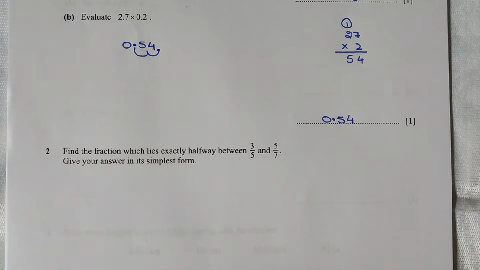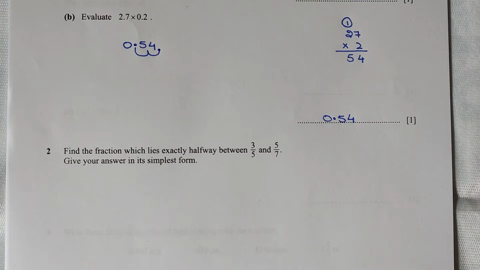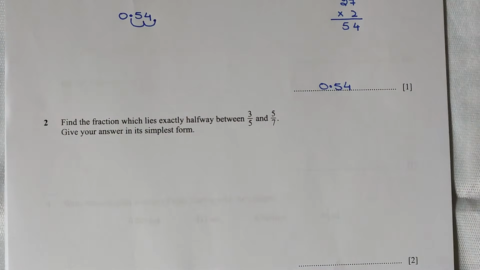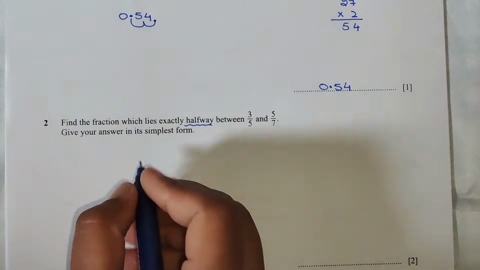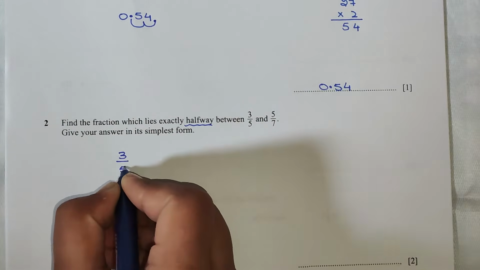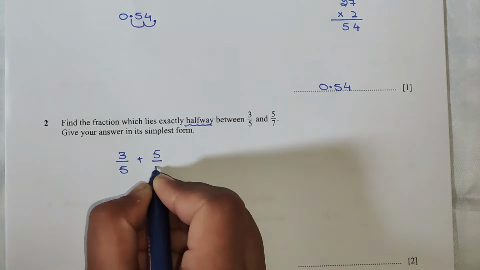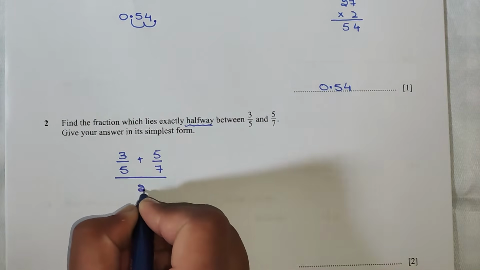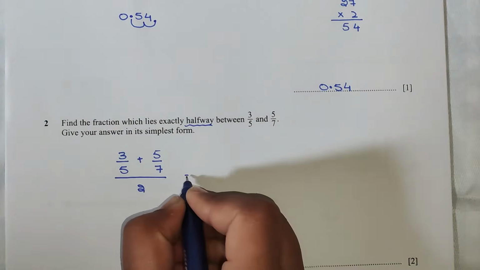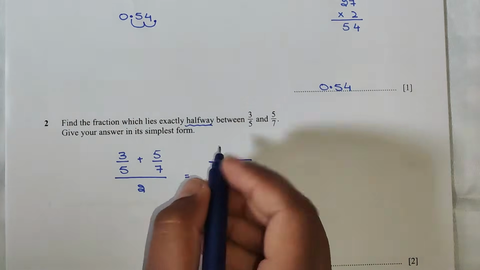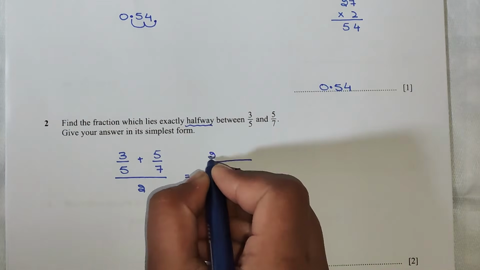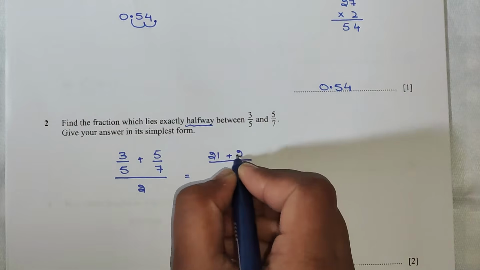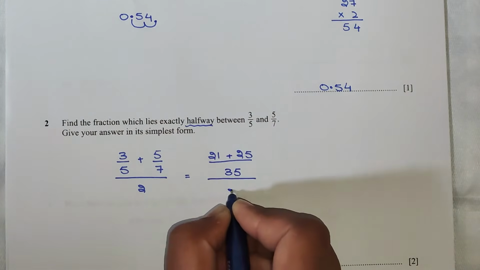Now for question number 2, find the fraction which lies exactly halfway between 3 by 5 and 5 by 7. Give your answer in its simplest form. Okay, so it is exactly halfway. It means we need to add them and divide by 2. So 3 by 5 plus 5 by 7 and then divide by 2, and we will get the fraction. So make the denominator the same. 5 times 7 would be 35. 7 times 3 is 21, plus 5 times 5 is 25, divided by 2.